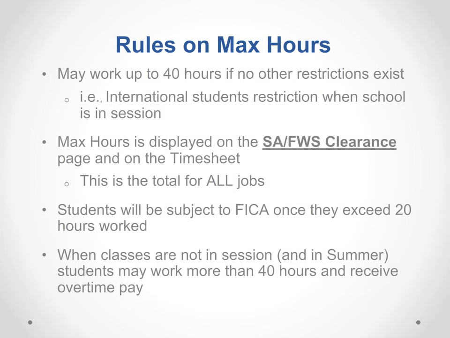Rules on maximum hours a student can work. Students may work up to 40 hours if no other restrictions exist. The maximum hours a student can work is in Solar on the clearance page, and on the timesheet. This is the total for all jobs a student works on campus. Students will be subject to FICA once they exceed 20 hours worked. When classes are not in session, and in summer, students may work more than 40 hours and receive overtime pay if no other restrictions apply.